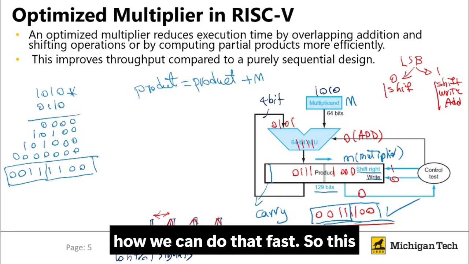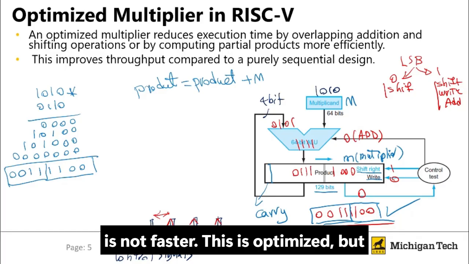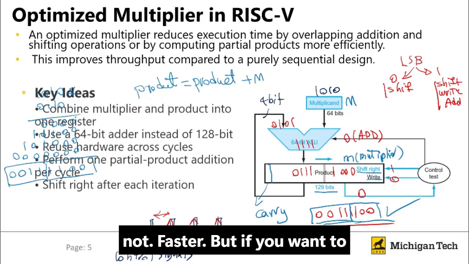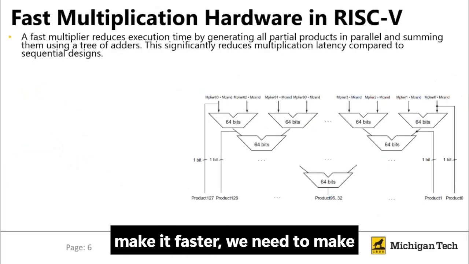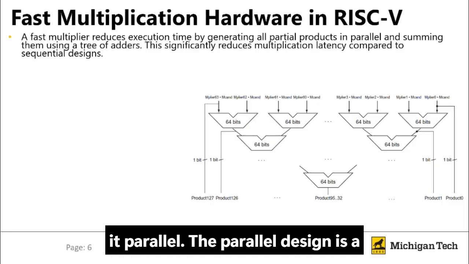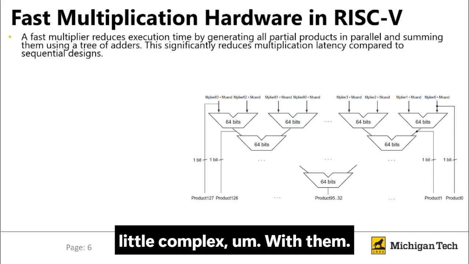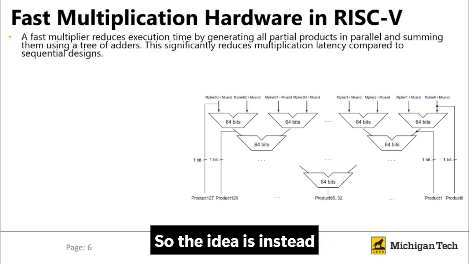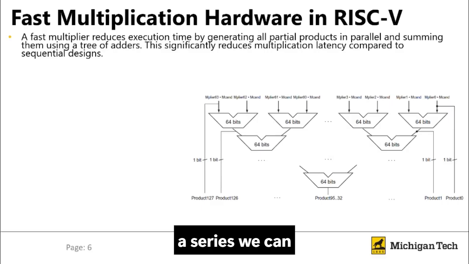So let's see how we can do that faster. This is optimized, but not faster. If you want to make it faster, we need to make it parallel. The parallel design is a little complex. The idea is, instead of adding n times, what about we use n adders and put them in a series?